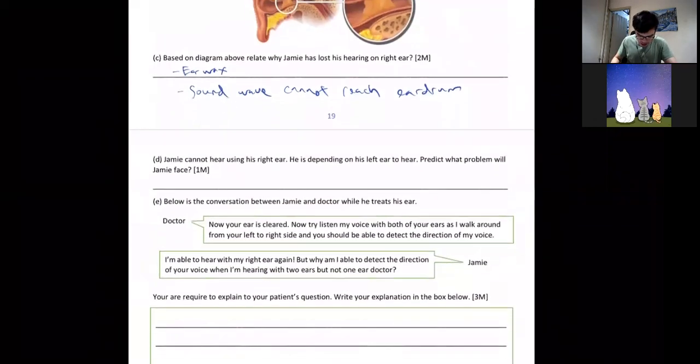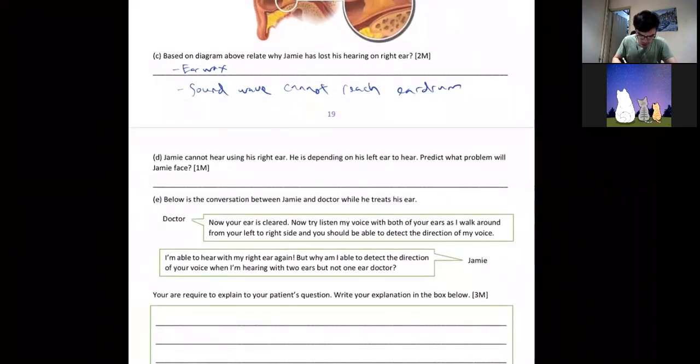Okay, so Jamie cannot hear using his right ear. He's dependent on his left ear to hear. Really, what will happen? What will Jamie face? Okay, he's not able to detect inaccurate position. Okay, kedudukan yang tidak tepat. He cannot determine, or you can just say cannot determine position of sound clearly. He cannot listen to sound clearly. They cannot determine position of sound.